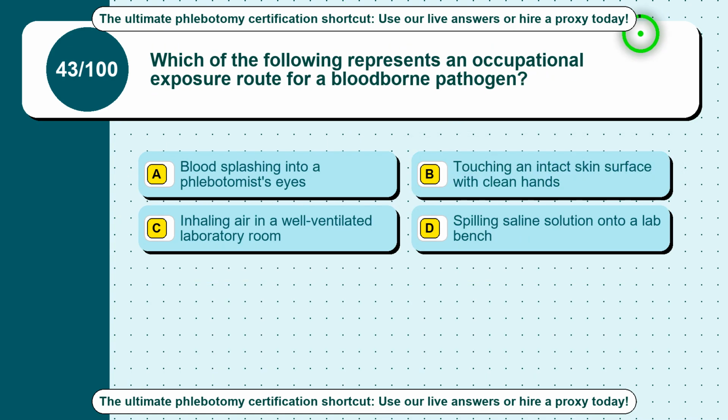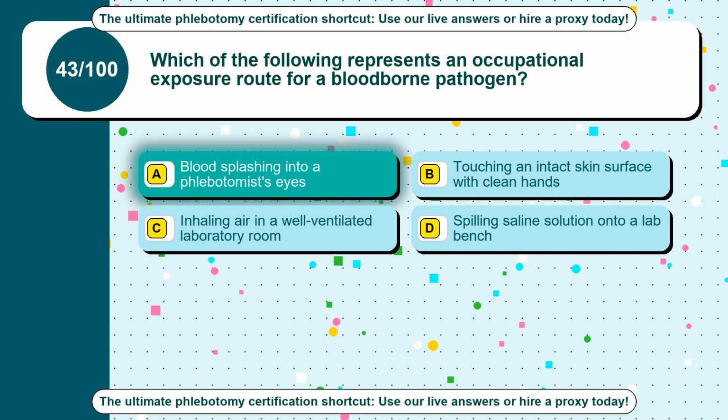Question 43. Which of the following represents an occupational exposure route for a blood-borne pathogen? Option A. Blood splashing into a phlebotomist's eyes. Option B. Touching an intact skin surface with clean hands. Option C. Inhaling air in a well-ventilated laboratory room. Option D. Spilling saline solution onto a lab bench. The correct answer is option A.